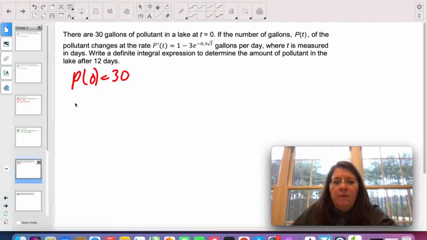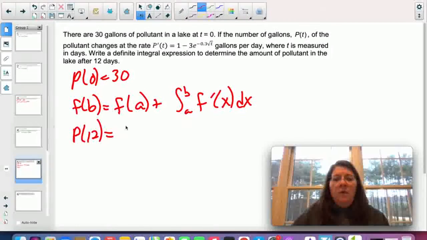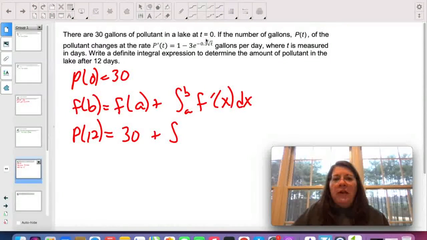So we can use the formula f of b equals f of a plus the integral from a to b of f prime of x dx. If we plug in f of b, they want to know what it will be after 12 days, so that would be f of 12, or in this case we're using p because p was the function. So p of 12 equals f of a, well, that was your 0, so p of 0, which is 30, plus the integral from the start time to the finish time.